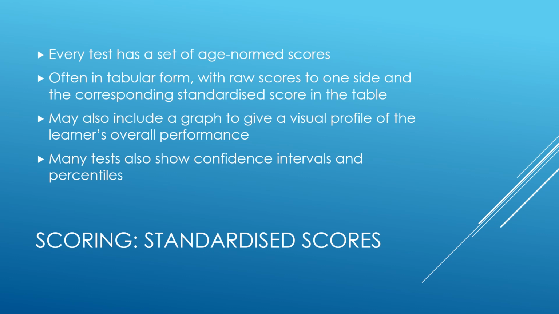Also percentiles. That would mean you say that somebody is on the 95th percentile. It means that 95% of the population would have got less or the same as your score. So the 95th percentile would be very high. If somebody was on the 2nd percentile for something, that would be very, very low.